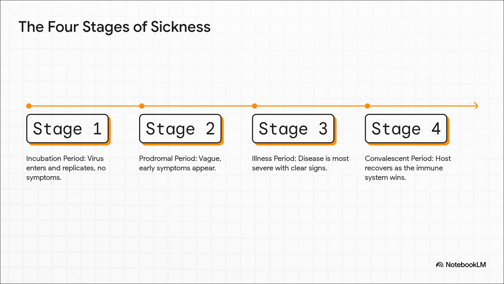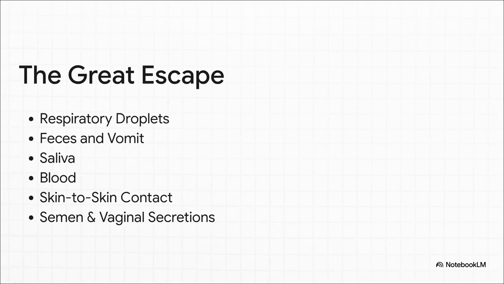This systemic spread is basically what we feel as the stages of sickness. That illness period, that's when the virus is hitting step 5, replicating in its new target areas, which causes the most severe and obvious symptoms. And that final stage, convalescence, that's the good part. That's when your immune system finally starts to win the war. The invasion is almost done. The virus has replicated, it's spread.